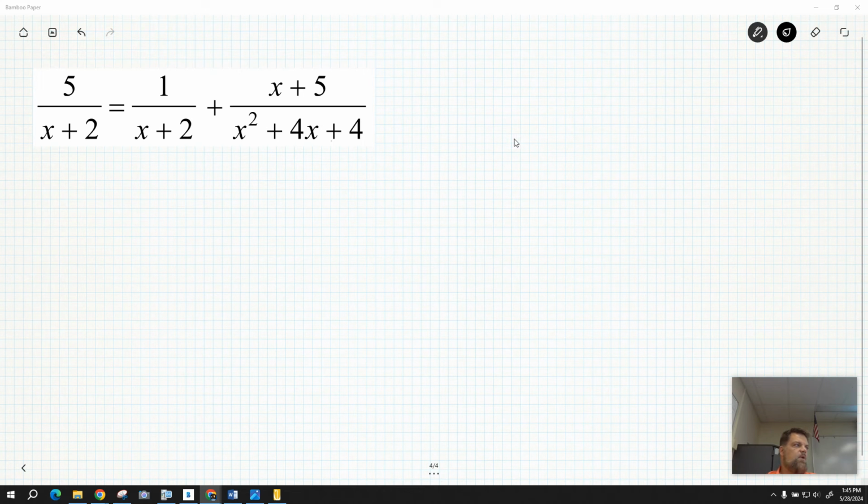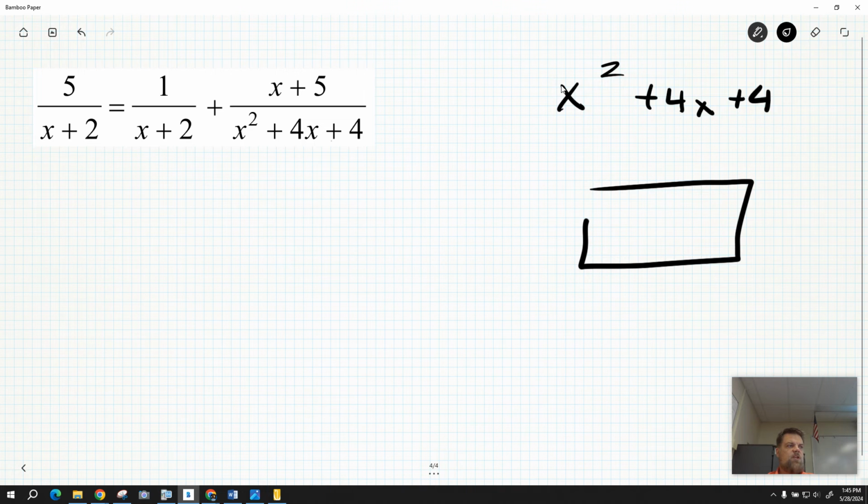So one of the clues to this problem is that we need to break this down into prime factorization. In other words, what's x squared plus 4x plus 4? Because we need a common denominator, right? When we add fractions, we need a common denominator.